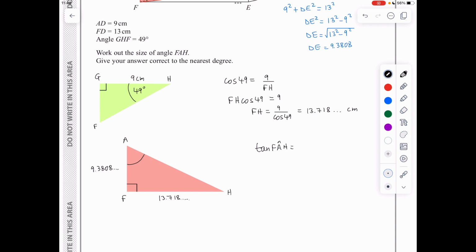to 13.718... over 9.3808... So FAH will be shifted tan of the right hand side, the 13.718... over the 9.3808... and this turns out to be 55.6349, so to the nearest degree is 56 degrees.